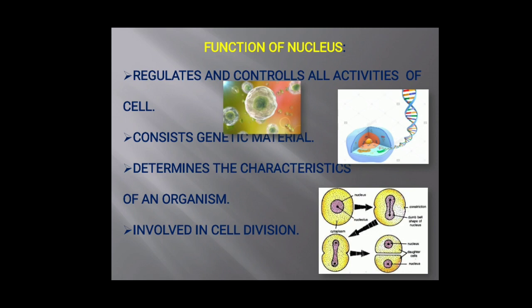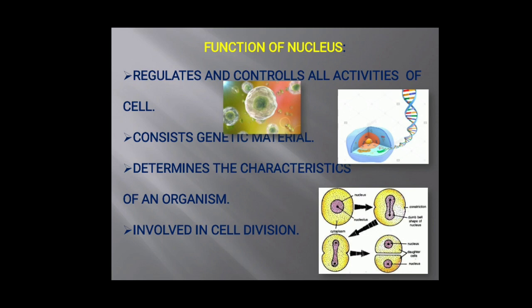The genetic material is present inside the nucleus. Genetic material means the hereditary material which is transferred from one generation to another generation. We commonly call it DNA. The DNA is present in the nucleus, and due to the presence of this DNA inside the nucleus, it determines the characteristics or features of an organism.